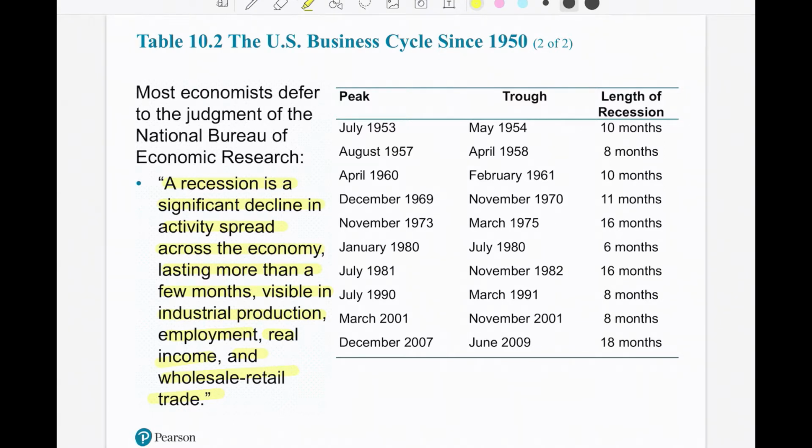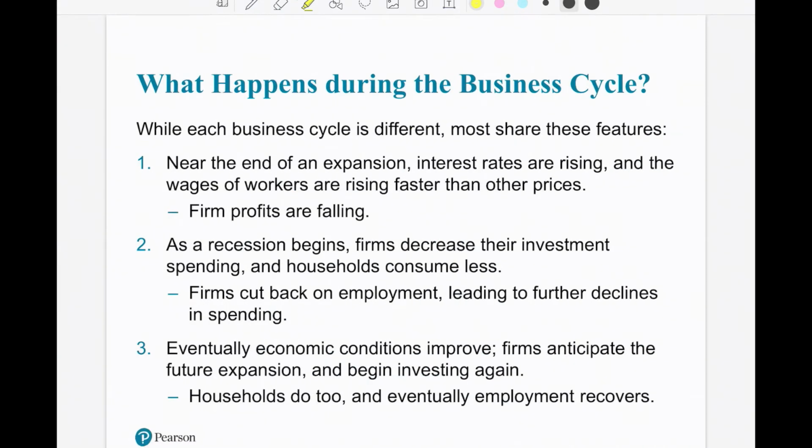Now, each of these are going to be some of the leading and coinciding and lagging indicators of economic growth within the business cycle, which is why economists pay attention to them. Now, there's monthly reports that come out, actually there's weekly reports that come out for some of these indicators that the Bureau of Labor Statistics pays close attention to. So let's look at what happens during the business cycle.